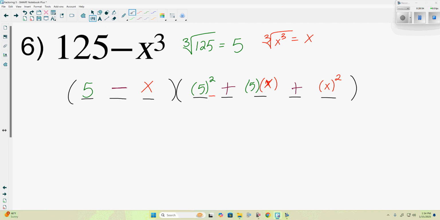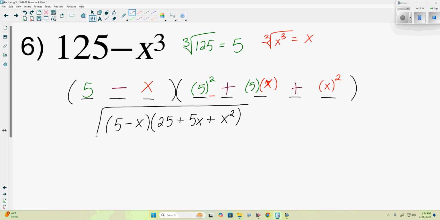And the last thing we have to do is simplify. So we still have 5 minus x. Our 5 squared is going to be 25. Plus 5 times x is 5x. Plus our x squared is x squared. And that's it.